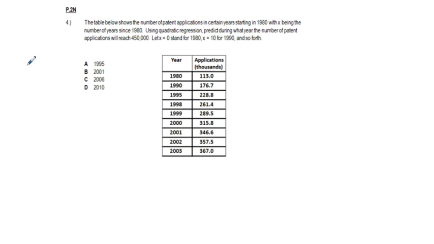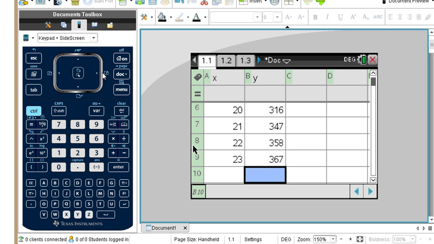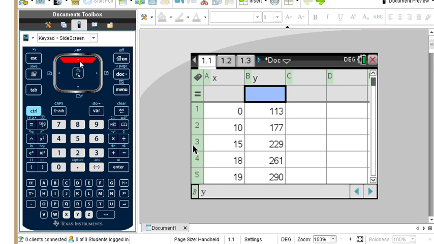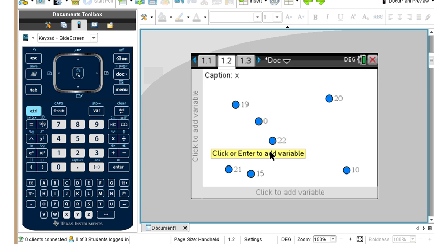Next, the table below shows the number of patent applications in certain years, starting in 1980 and so forth. Here 0 stands for 1980, x equals 10 for 1990, and so forth. What I did is I preloaded this function. I went to lists and spreadsheets and entered this information. Next I'm going to go to Control I and get data and statistics. And here we have all the points available.